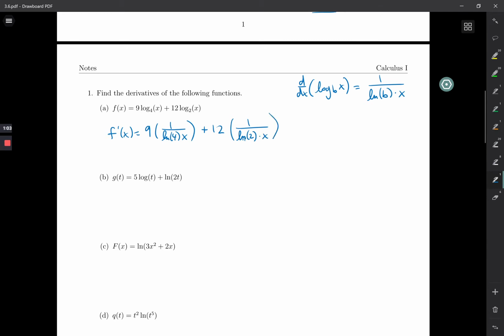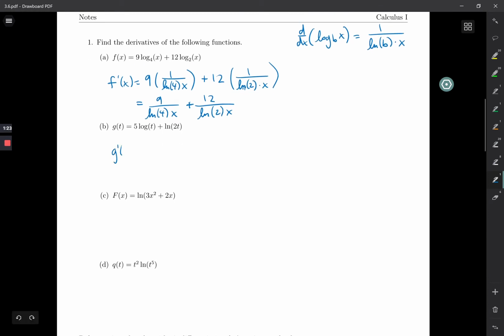And so if you wanted, you could rewrite this as 9 over natural log of 4x plus 12 over natural log of 2x. And you could combine these fractions, but I won't do that in this case.